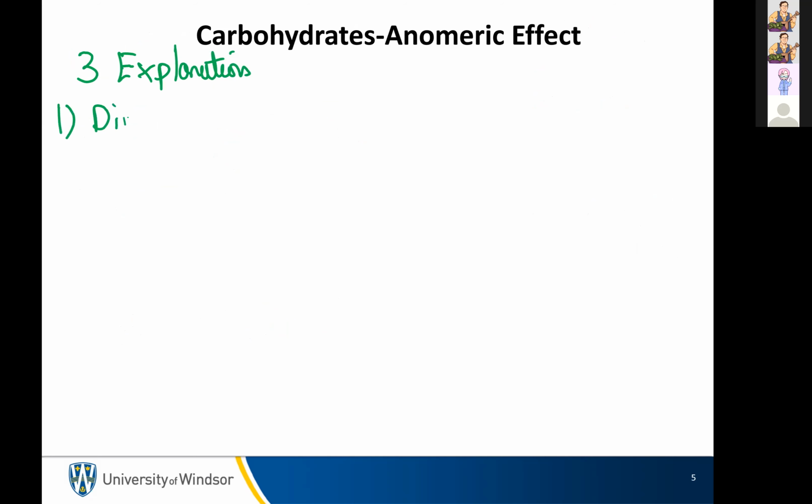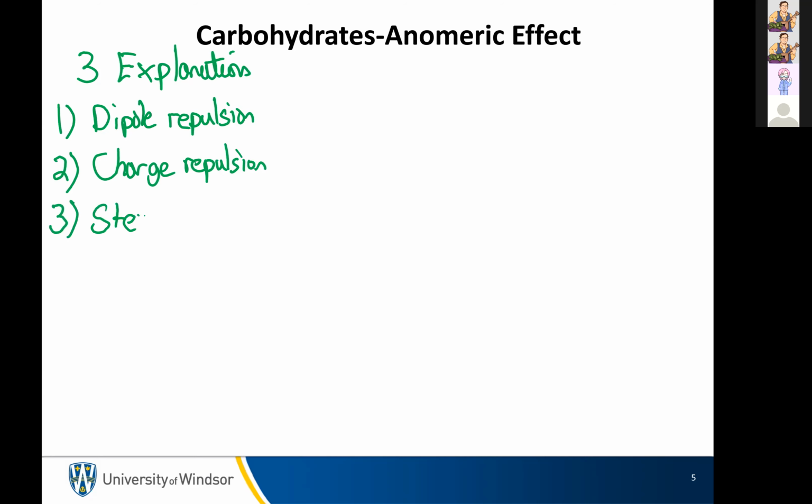One is a dipole repulsion explanation. Two is a charge repulsion, which is similar. And three is a stereoelectronic argument. So we're going to walk through all three of these together.